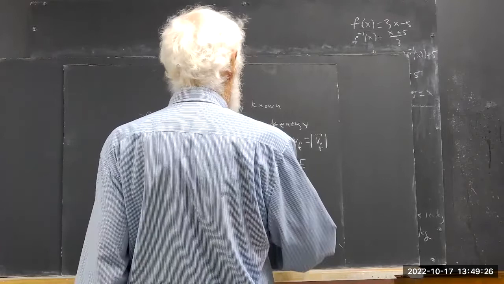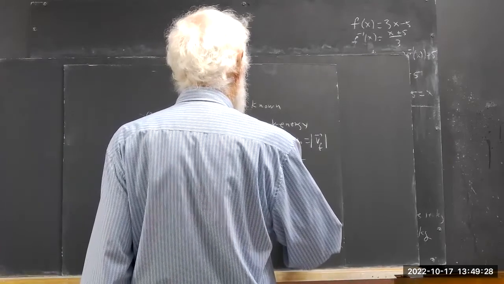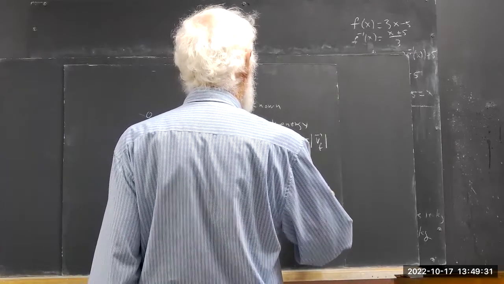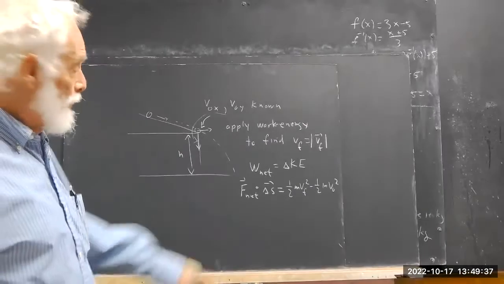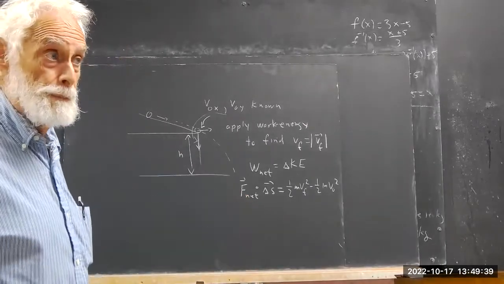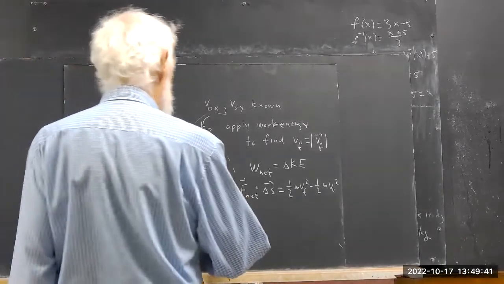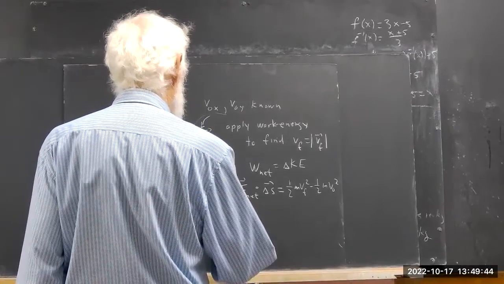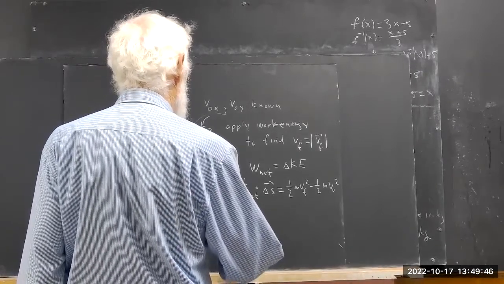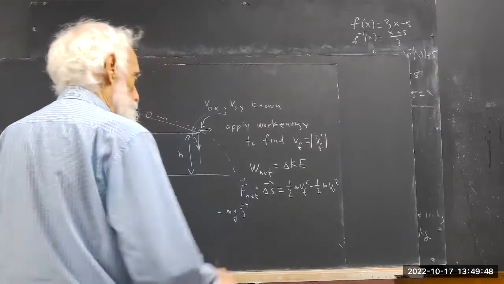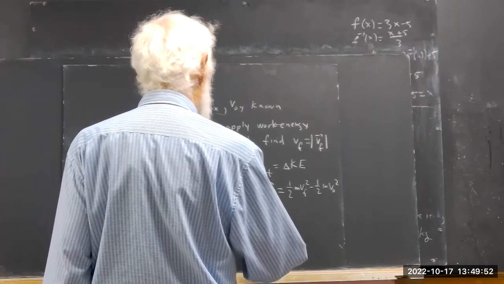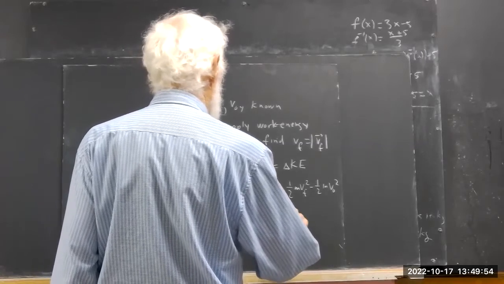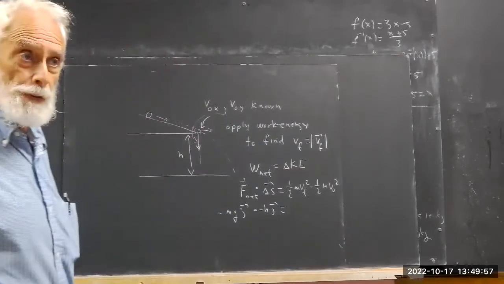And the change in kinetic energy, of course, is 1/2 m vf squared minus 1/2 m v naught squared. Now this side is really easy. Your net force is negative mg times your j vector, and that's dotted with your delta s, which is negative h times j. Same as it was in the previous example.